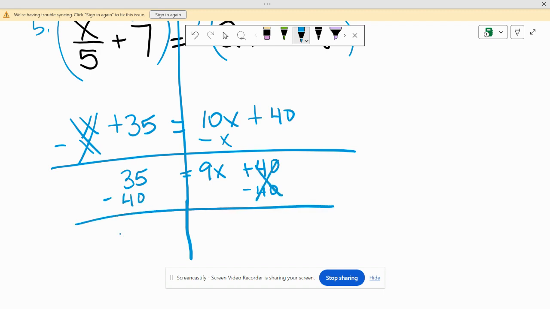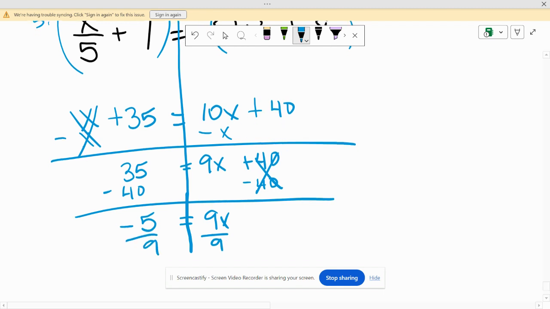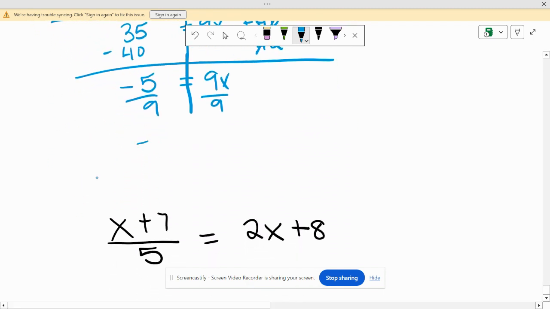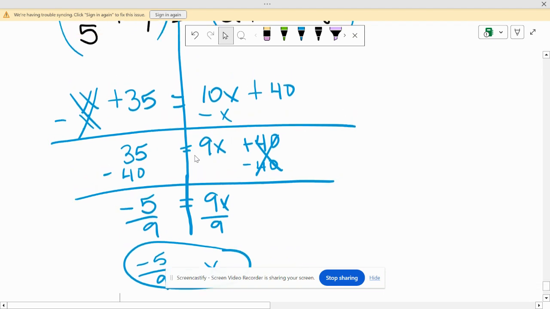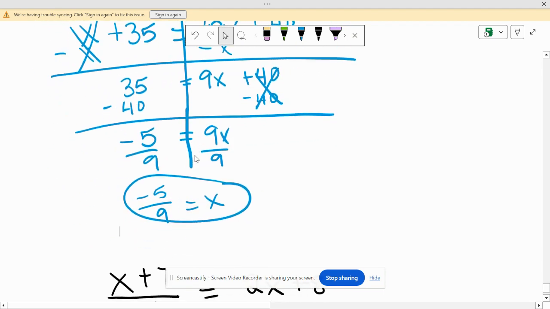I'm left with negative 5 equals 9x, and then I'll divide each side by 9, and I get the same answer. Negative 5/9 equals x. Okay, so that's how I solve it, by multiplying by 5 first.